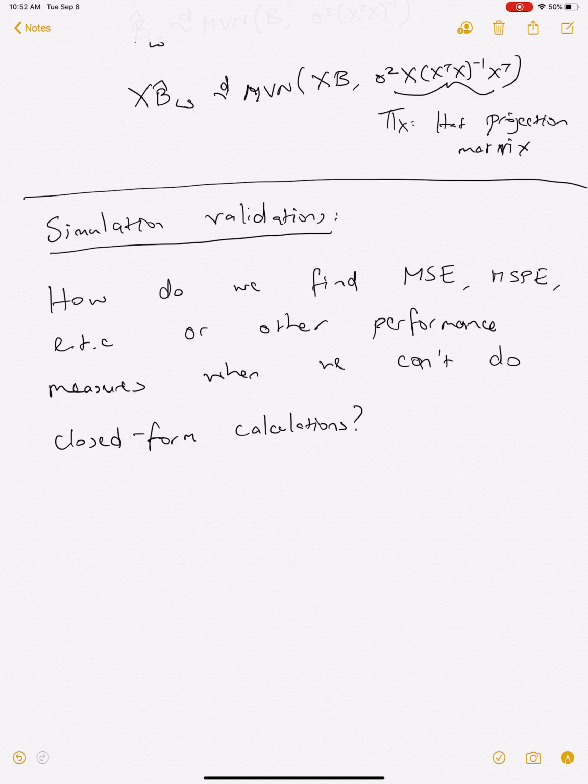Okay, so the next thing that we're going to talk about is something that's very useful as a tool, and it's going to be very useful in this course. So we derived expressions for the mean squared error and mean squared prediction error, which we could do in this case because things were nice and linear and reasonably simple. But in practice, you often can't calculate these in closed form in any reasonable way.